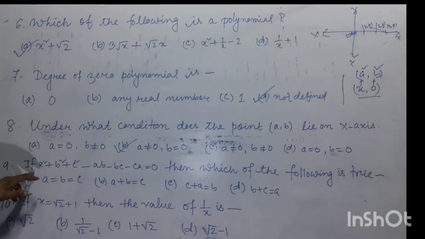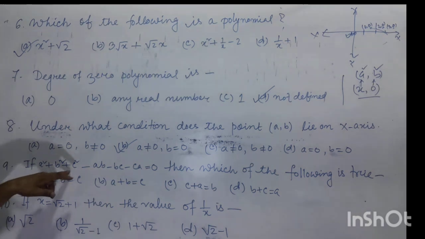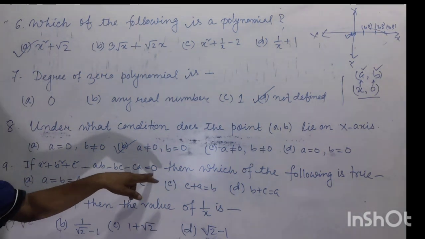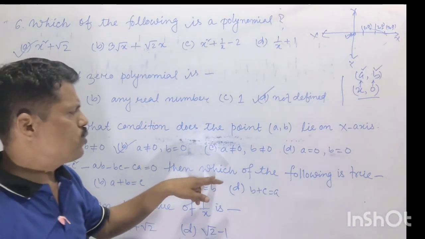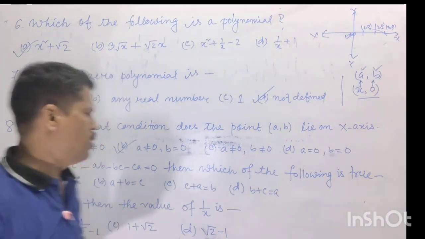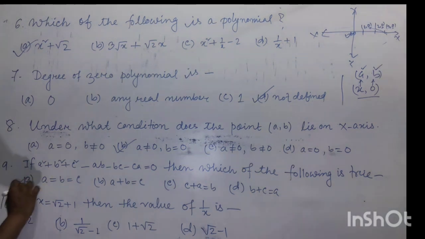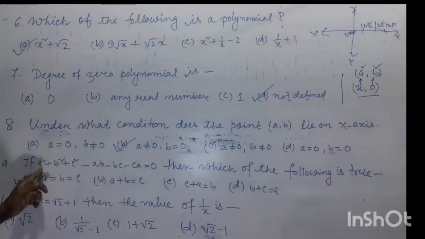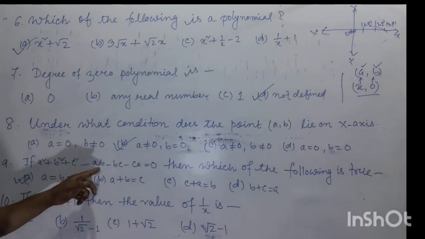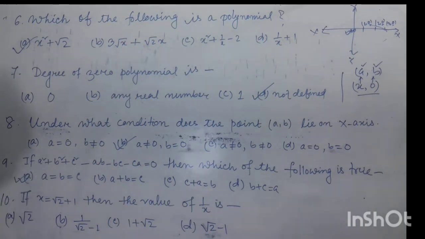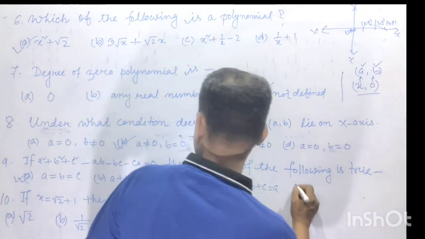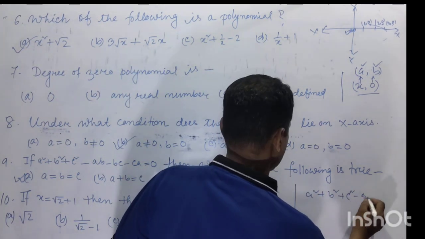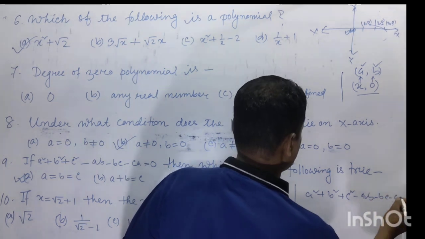Number 9: if a square plus b square plus c square minus ab minus bc minus ca is equal to 0, then which of the following is true? For this, option A is true: a is equal to b is equal to c. From this, a square plus b square plus c square minus ab minus bc minus ca is equal to 0.